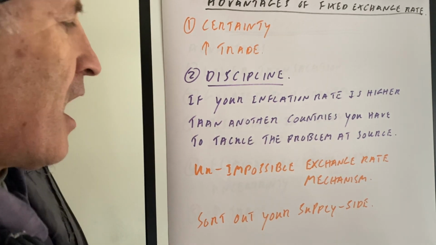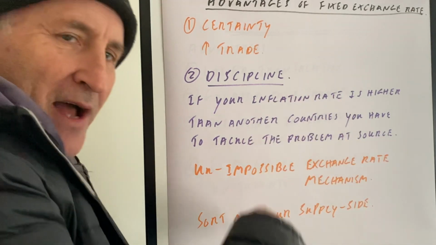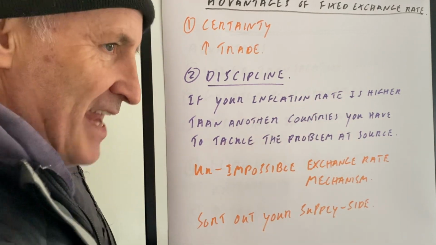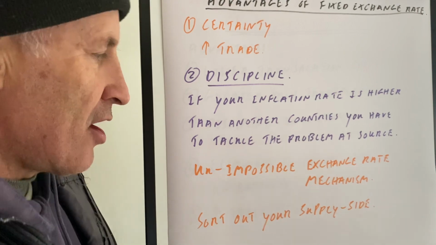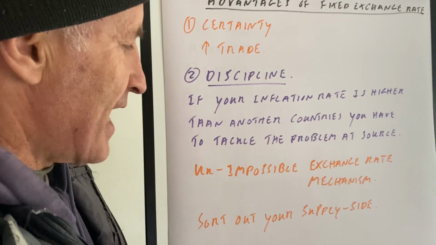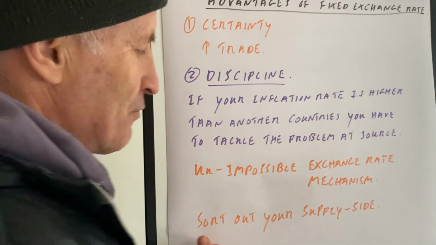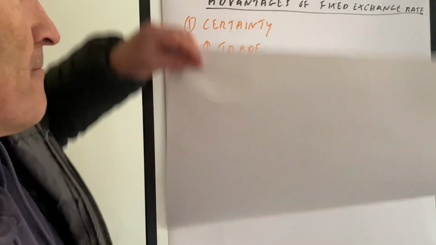But for us to have a fixed exchange rate is really largely impossible because we go back to the exchange rate mechanism. We tried it then, and it ended in complete disaster. We had to raise interest rates massively. You all know the effect of rising interest rates. So it didn't work then. And fundamentally, we still need to sort out our supply side.